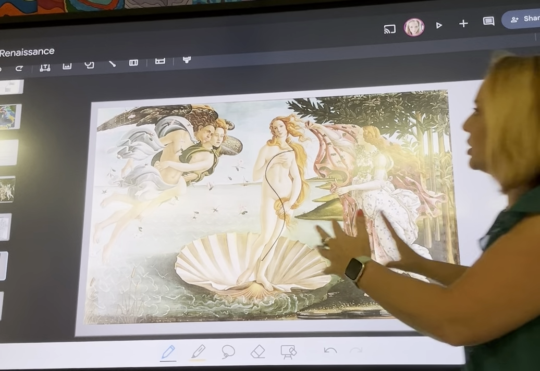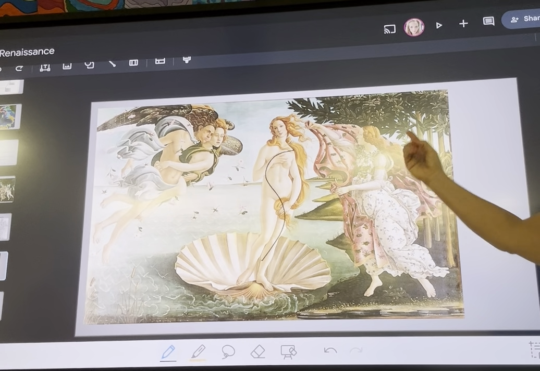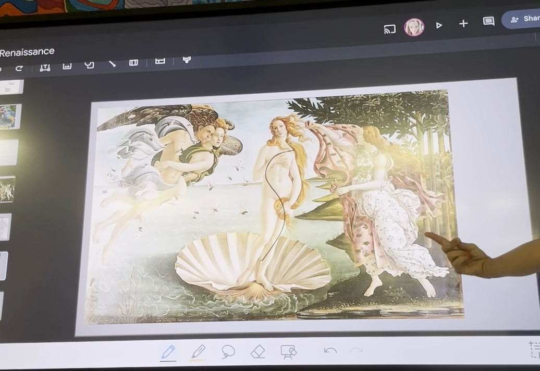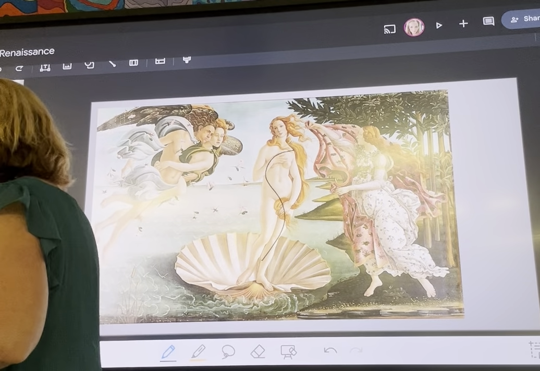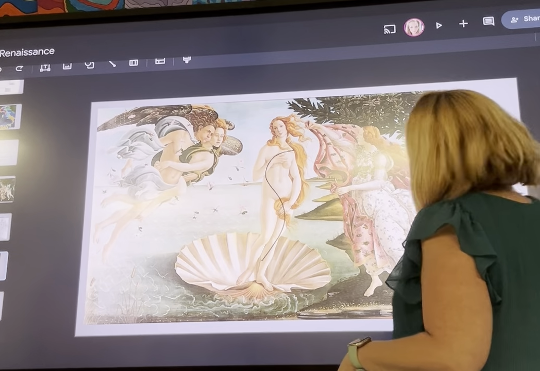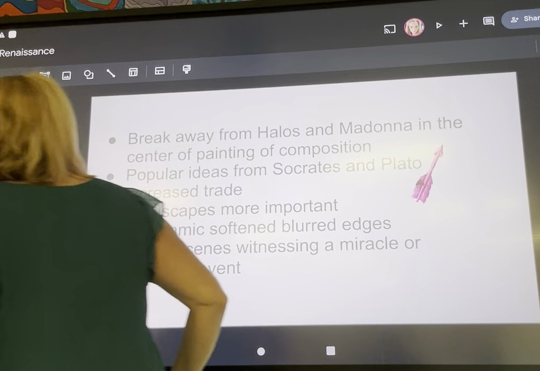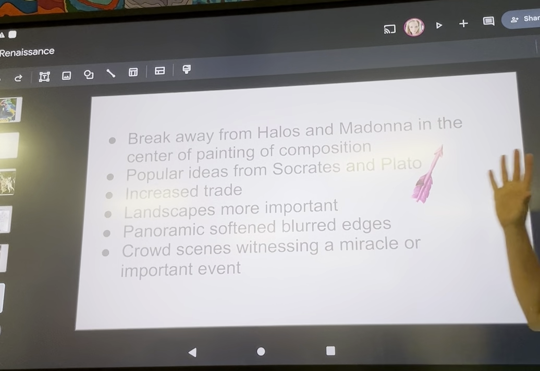Figures in action. Everyday people like us witnessing a miracle. Everyday people witnessing an event. There's a breakaway from halos and Madonna in the center of the painting, of the composition.